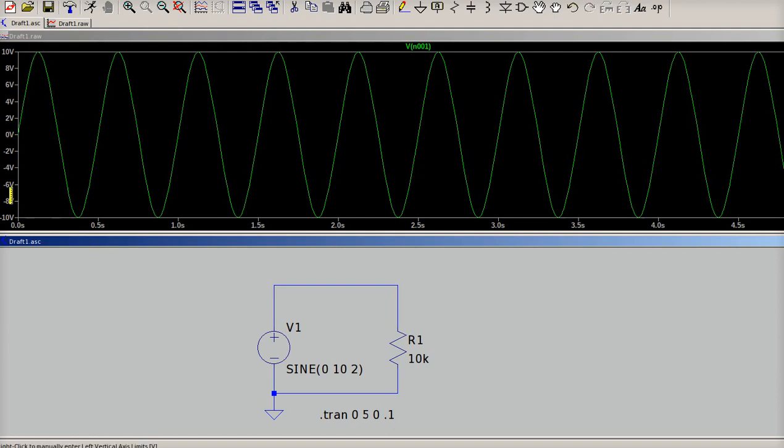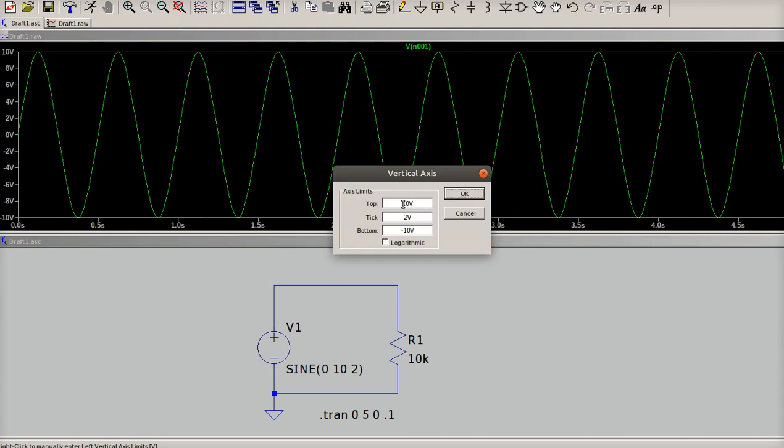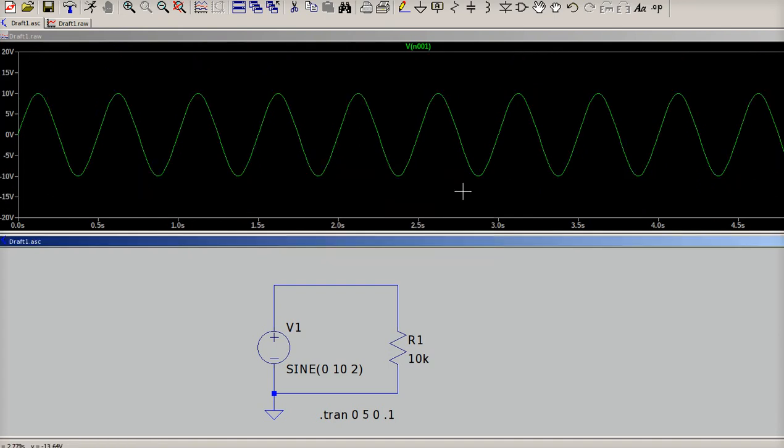Now it changed the range on me automatically, and Spice will do that. So if I right mouse click on it, I can make the range whatever I want. If I want to go back to 20 and 20, I can do that. And I want my tick marks to be every 5 volts. That would be more like it. There we go. So that's what you would see on the oscilloscope if you had it set up range-wise for 20 volts. And what you see is that I have a 10-volt peak. So my amplitude is my distance between 0 and 10.